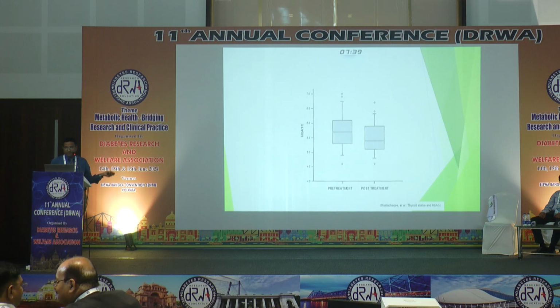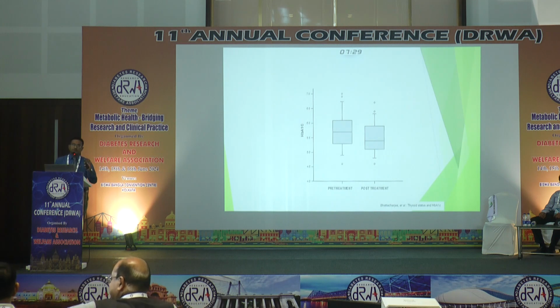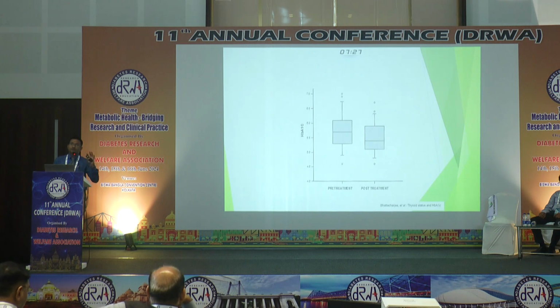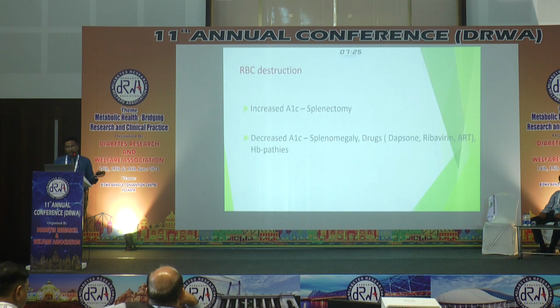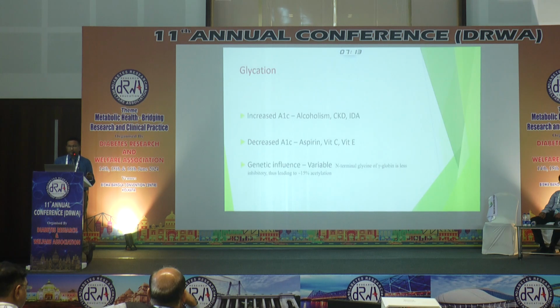Similarly, this pre-treatment and post-treatment of the patients also improves the HbA1c level without changing the glycation pattern as such. So these things again should be kept in mind. Patients with hypothyroidism should be controlled to interpret the HbA1c levels. RBC destruction, as we have discussed, such as splenectomies and certain drugs like dapsone, ribavirin, ARTs, all these can affect the hemoglobin variants, and hemoglobinopathies definitely cause decreased HbA1c levels.